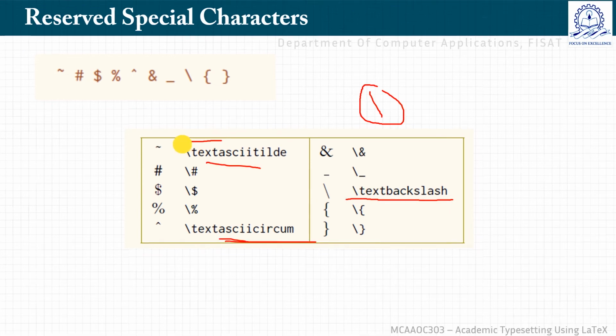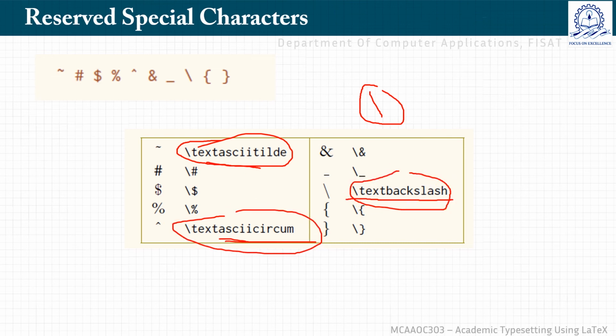Here you can see that except for three commands, this one and this one, all others are produced easily by preceding them with a slash. So if you want to print hash, just provide a slash before hash, then it will be printed as it is. Of the exceptional three, we have seen that slash tilde, this one, and slash cap are used for producing accents. So this is a table that gives the inputs of special characters.